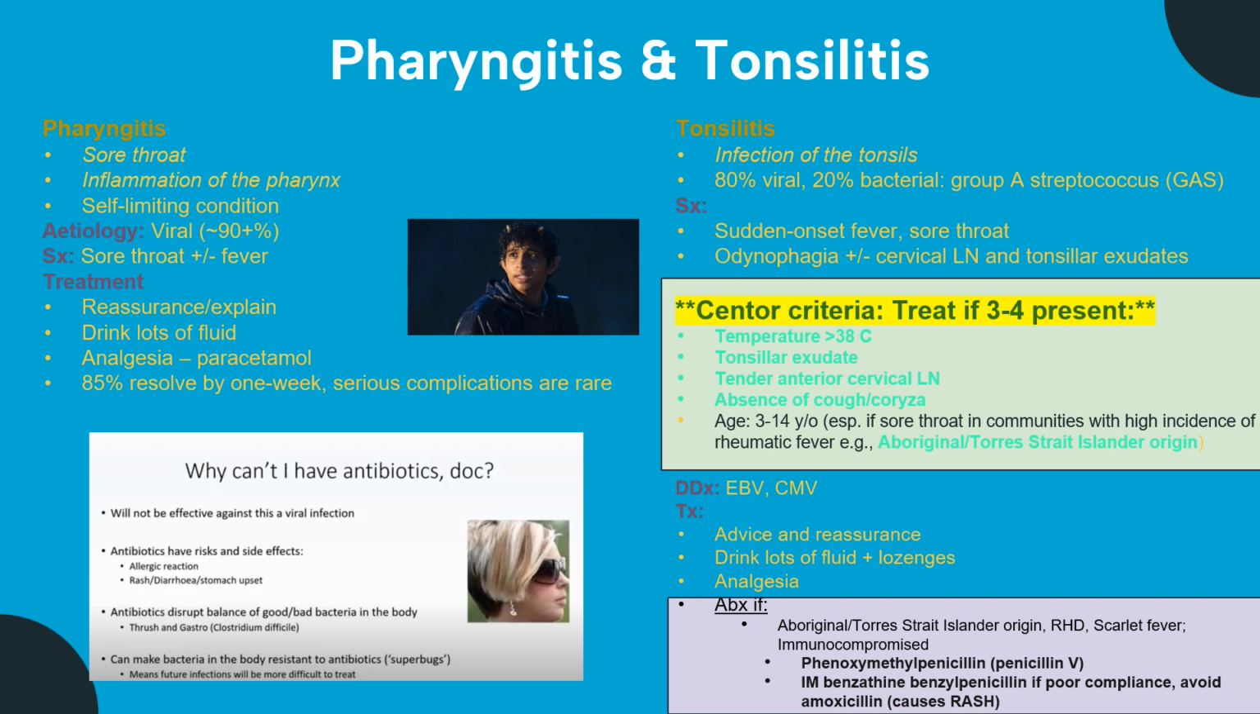Treatment, so as most is viral, advice, reassurance, keep hydrated, anesthetic lozenges as required, and analgesia. So as mentioned, you'll be considering your antibiotics if they are of Aboriginal and Torres Strait Islander origin, if they have a history of rheumatic heart disease or scarlet fever, or if they're immunocompromised.